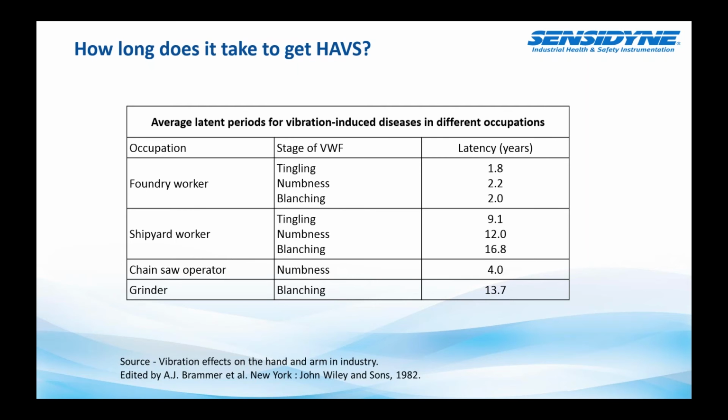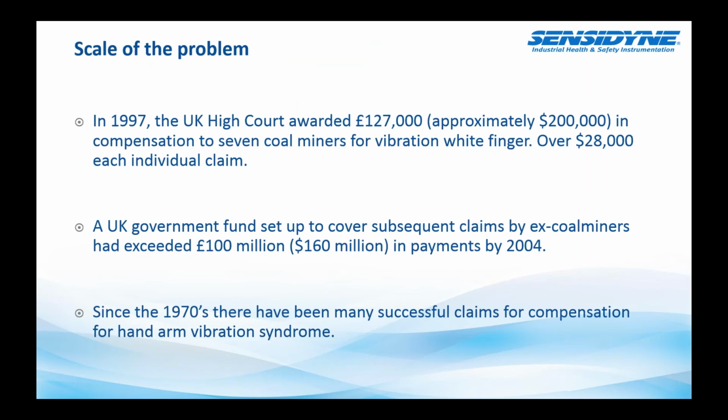So what's the scale of the problem where people do suffer this? Well, I did some examples from England about 10-20 years ago. Back in the late 1990s, the High Court in the UK awarded this figure, almost $200,000, to 7 coal miners who were suffering from vibration white finger, almost $28,000 each for each individual claim.